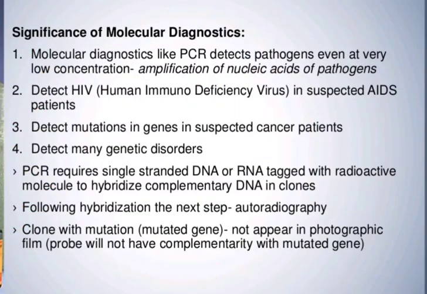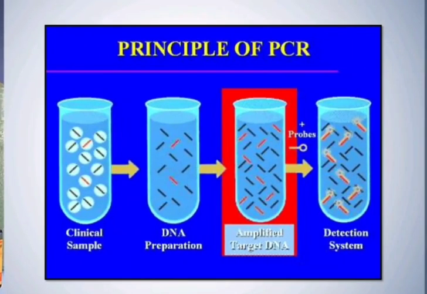Next one we are coming to the principle of PCR. Here we can look at a clinical sample, where these two red DNAs are detected with the mutation. Next is the DNA preparation. From the clinical sample, we are separating all the DNAs, where these two red DNAs are with the mutated gene.